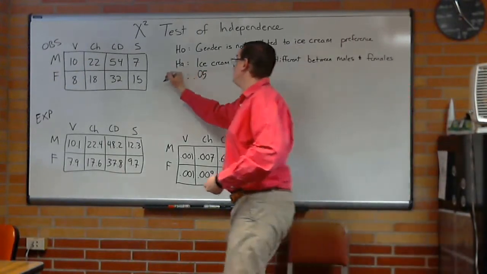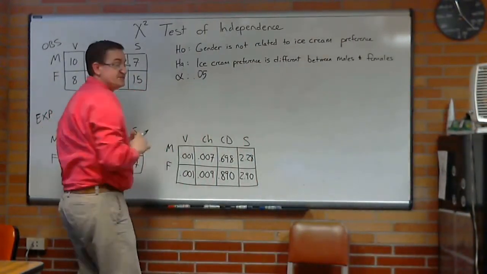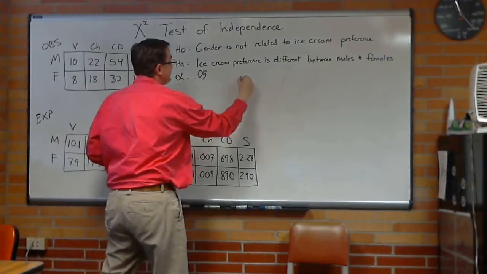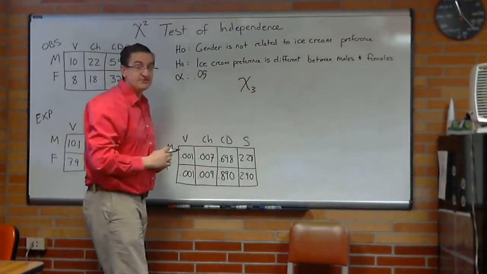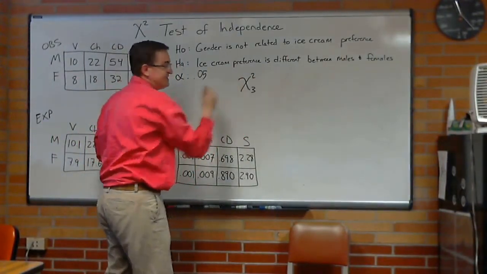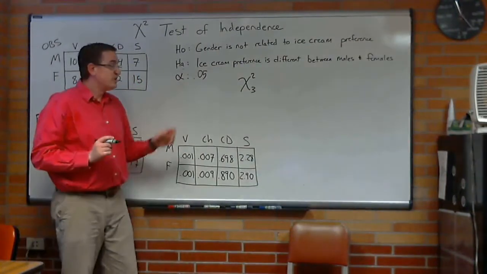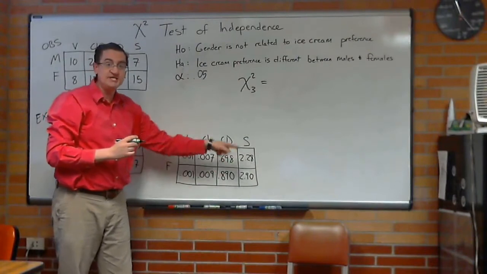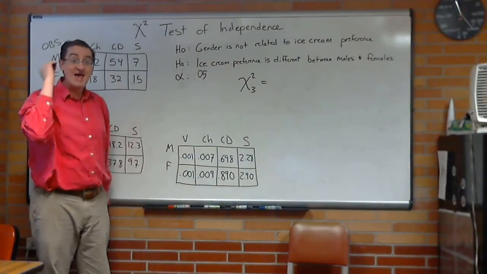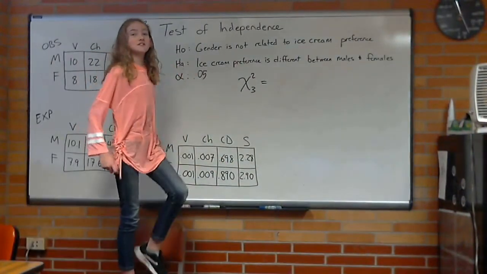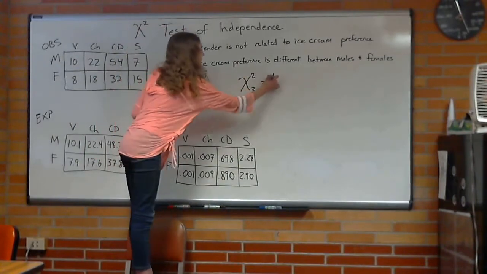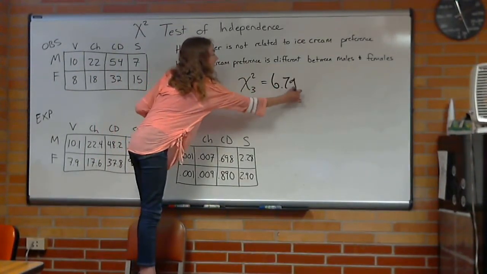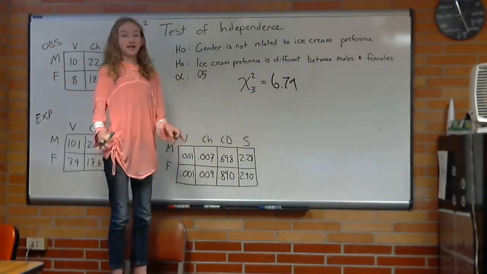Now, after we've defined our alpha to be 0.05 and our chi-squared test to have 3 degrees of freedom, we are going to get our final chi-squared value by adding up all these values for both the males and the females, which gives us a total of 6.79. Let's go look that up on the Applet.